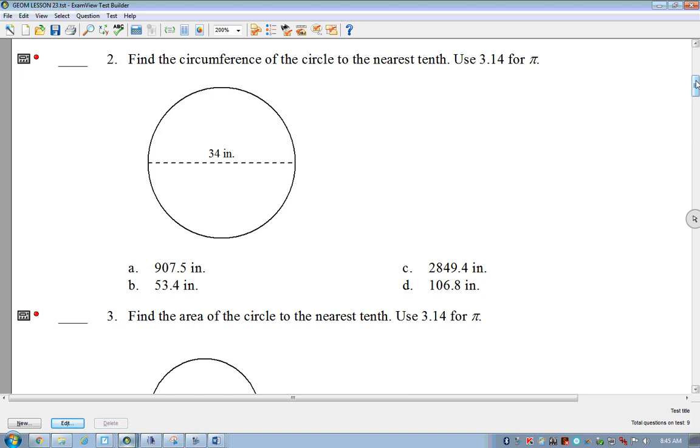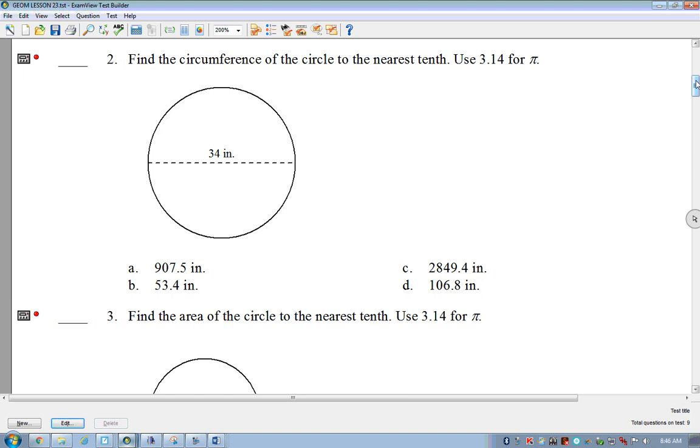We have two options here, right? We could either find the radius of it and plug it into the radius formula for circumference, or we can leave it as diameter and solve for the diameter formula. Let's see. What answers did you get?